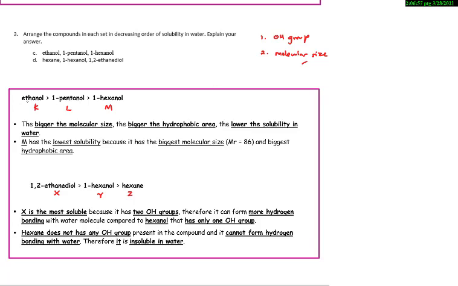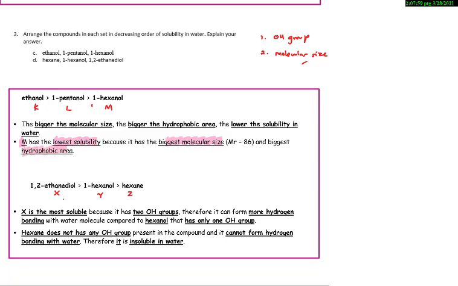So according to question number 1 here for part C, ethanol and 1-pentanol and 1-hexanol. So the factor related to this question is the molecular size. So in the decreasing order, ethanol, structure K, has the highest solubility in water. And it decreases down to 1-hexanol. So in our explanation, the bigger the molecular size, the bigger the hydrophobic area, the lower the solubility in water. So M has the lowest solubility because it has the biggest molecular size and the biggest hydrophobic area.